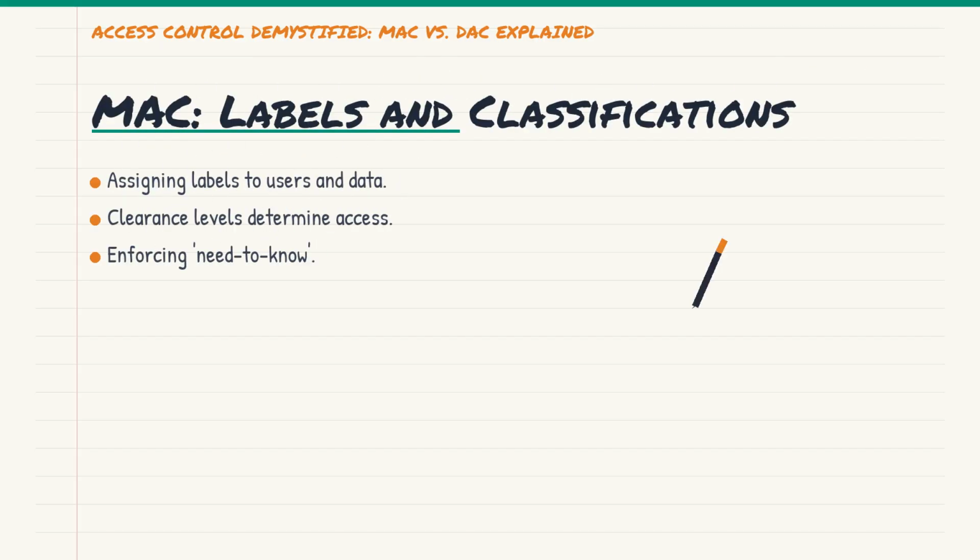Every piece of data and every user has a security label. Think of it like top secret, secret, or confidential. The system then compares the user's label, their clearance, with the data's label. If the user's clearance isn't high enough, they simply can't access it, no matter what. This is what we call need to know at its core.